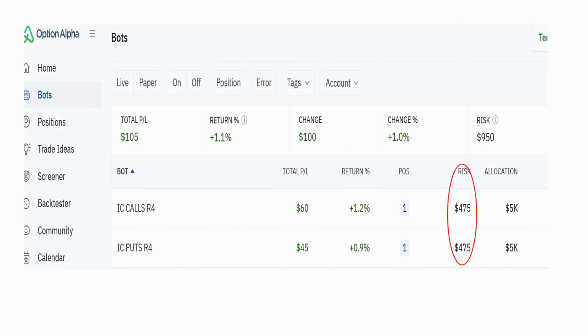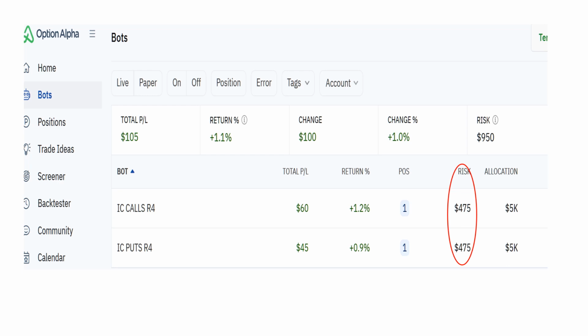Welcome to the overview of revision 4 of our Iron Condor bots. First of all, we're down to 2 bots, one for the puts and one for the calls. In tandem, they create Iron Condors.